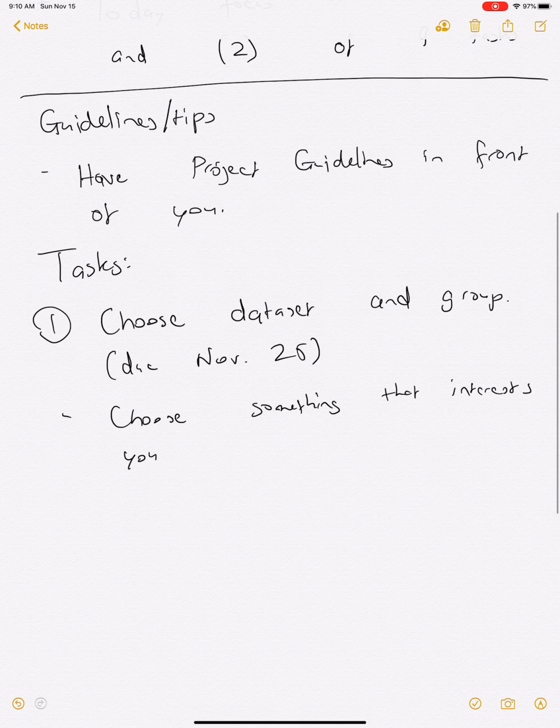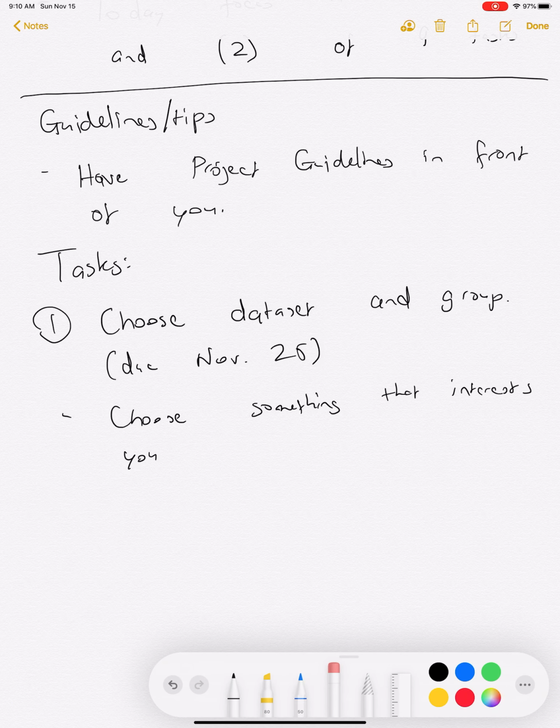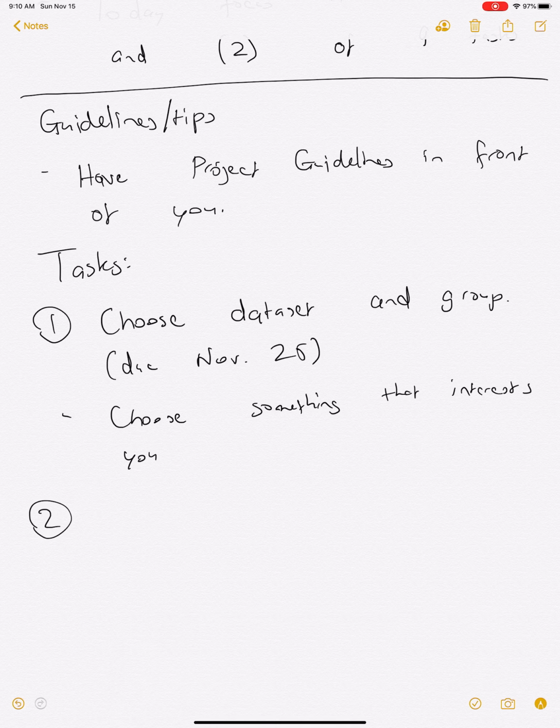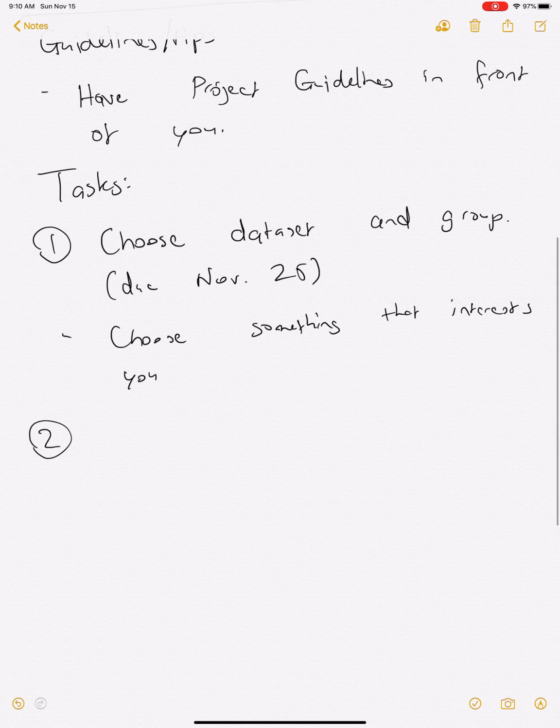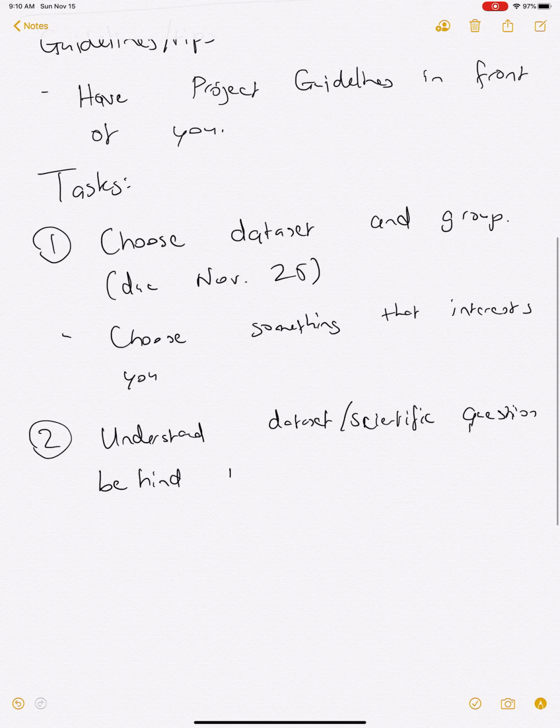That brings us to the second task, which is very important, and this might shape the way you choose your data set as well. This really gets at understanding the data set, and more importantly, the scientific question behind it.